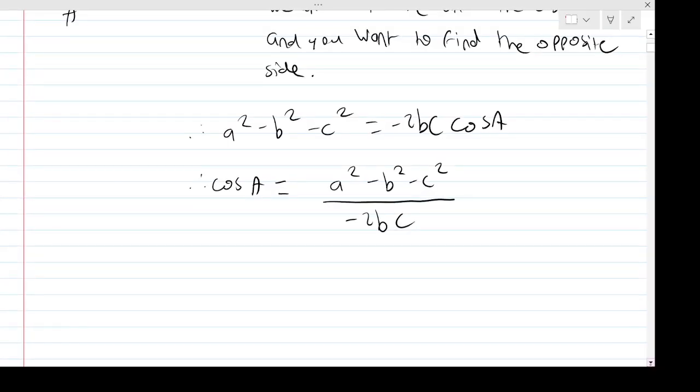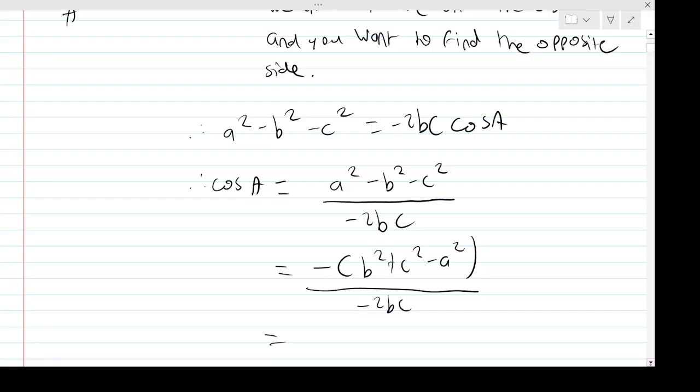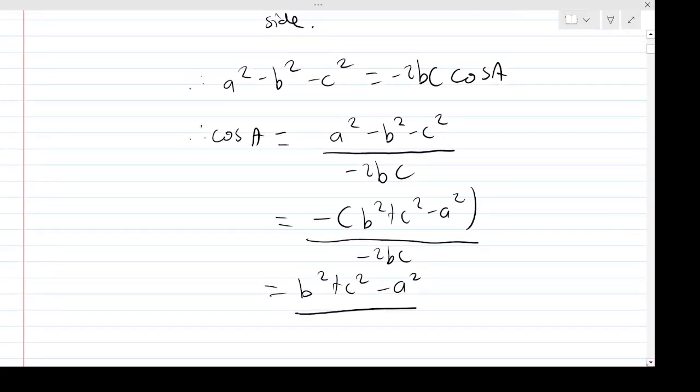And we can simplify that because we can take a negative out. So I can factor a negative out here and say this is negative B squared plus C squared minus A squared over minus 2BC, and then I can cancel the negative out, right, and I get simply B squared plus C squared minus A squared over 2BC, and that is cosine of A. Now if you want to find the angle A, then obviously you have to do inverse cosine. So this formula gives us a way, if we know all three sides of the triangle, to find an angle.